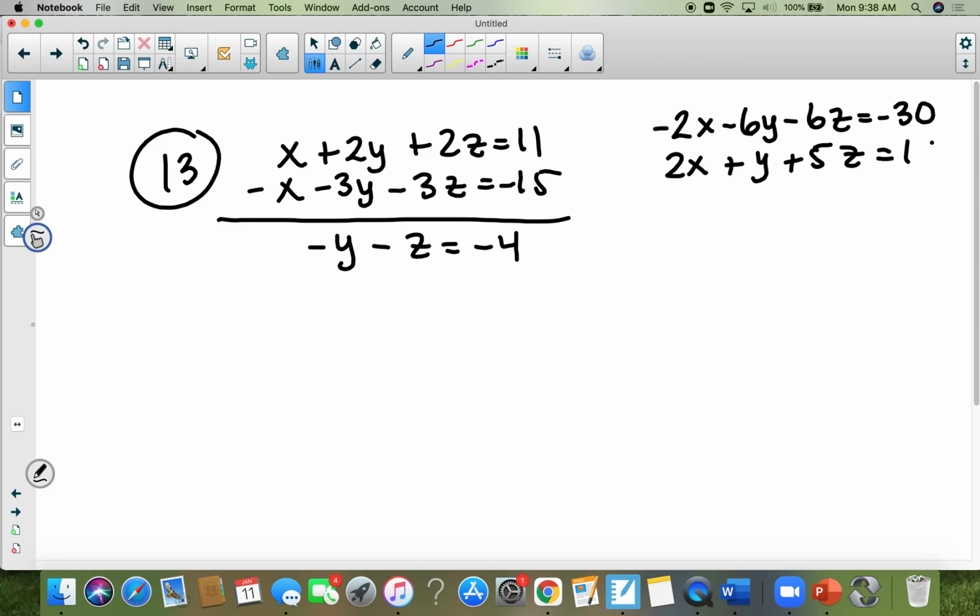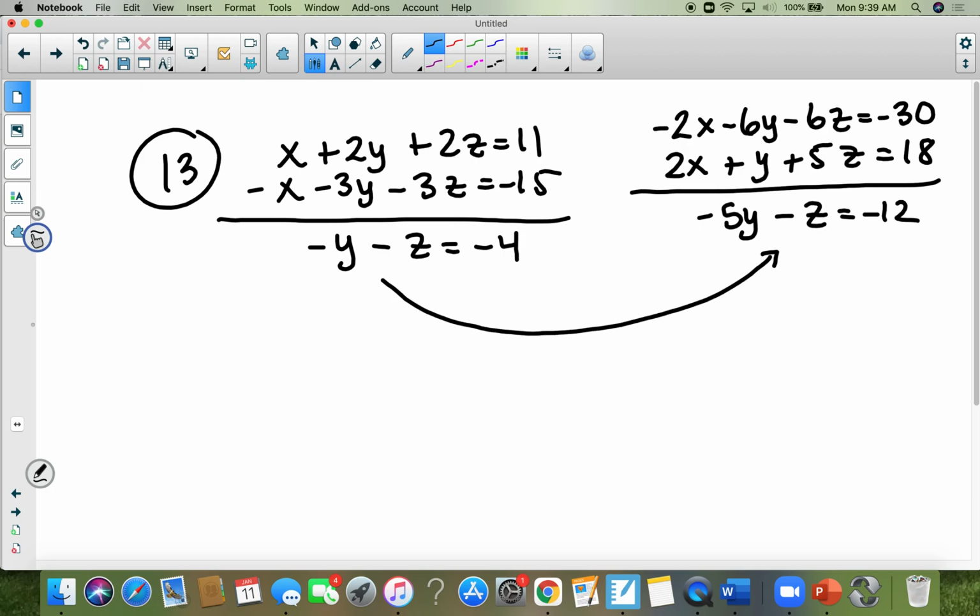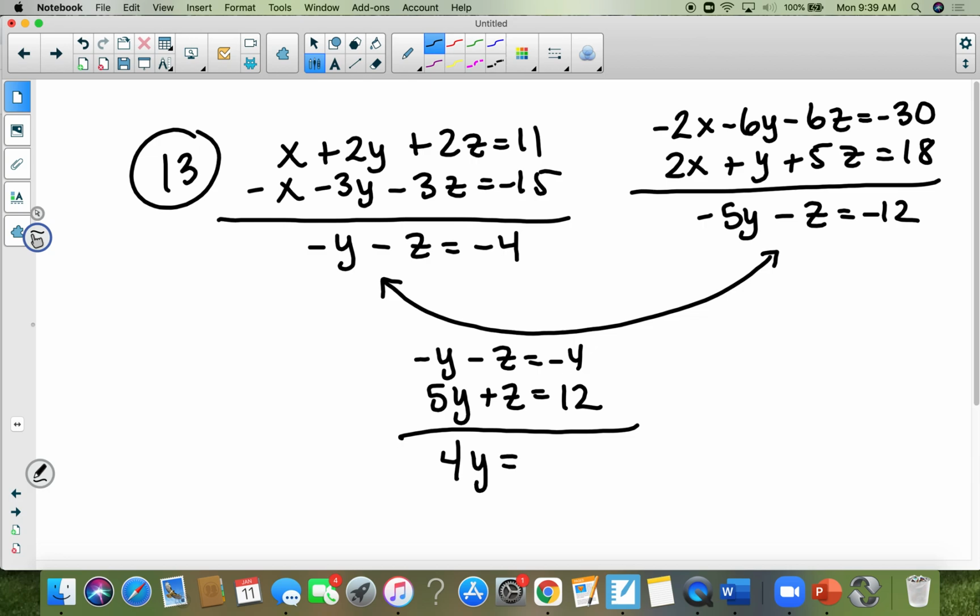But everybody does these differently, so it'll be interesting. Negative 5y minus z equals a negative 12. And now I can put these two together. Negative y minus z equals a negative 4, but change all of them to their opposites. You are going to get 4y is equal to 8, so y is equal to 2. And if y is equal to 2, you can find that x is 3, y is 2, and z is 2.